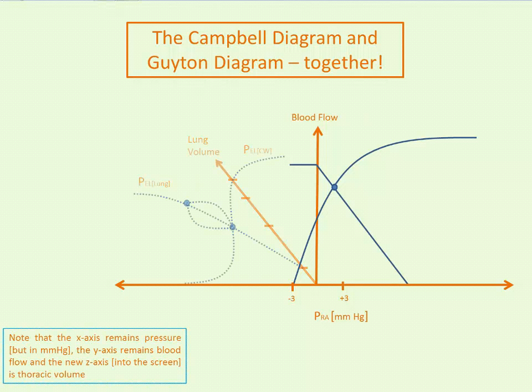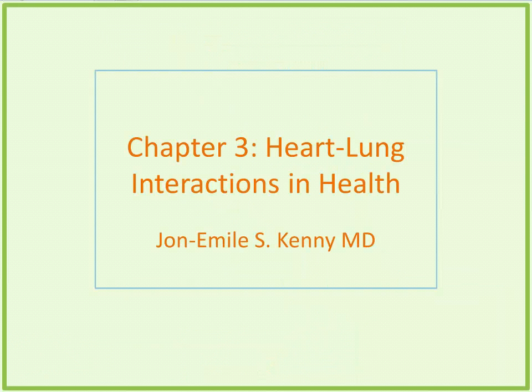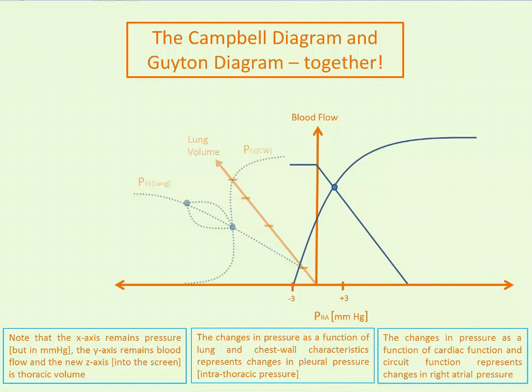physiology simultaneously. So the x-axis remains pressure, and changes in pressure as a function of lung and chest wall characteristics will be reflected in changes in pleural pressure, or changes of intrathoracic pressure, and how that affects the Guyton analysis is really what chapters 3 and 4 go on to deal with. Okay, and changes in pressure as a function of cardiac function and circuit function represents these changes in right atrial pressure.